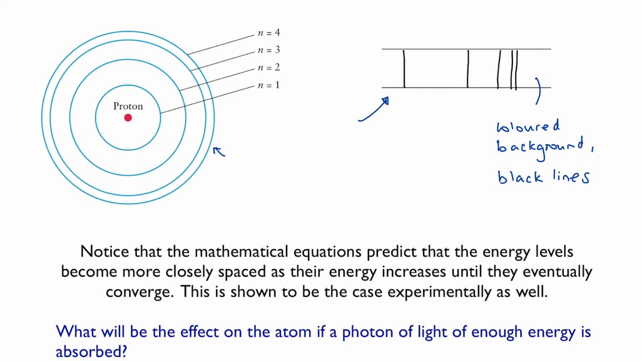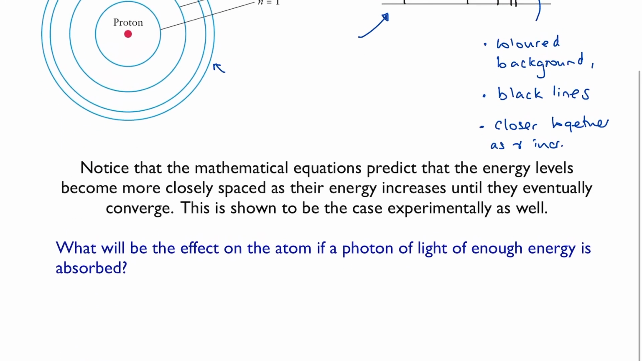If you're asked to describe what an atomic absorption spectrum would look like, we can describe it simply as a coloured background with black lines, and that they're getting closer together as the frequency increases.